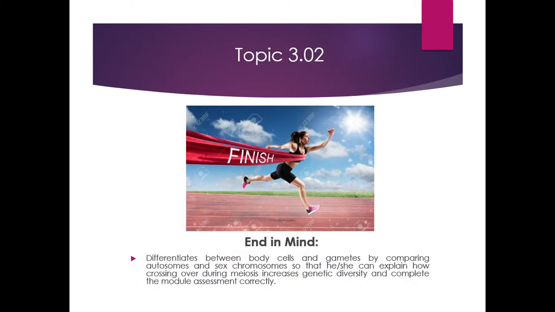It's always important to start with our ending mind, and for topic 3.02, the ending mind is the following. Differentiate between body cells and gametes by comparing autosomes and sex chromosomes so that he/she can explain how crossing over during meiosis increases genetic diversity and complete the module assessment correctly. I know that it sounds like a very big ending mind for today, but do not worry, we're going to break it down into several parts, and I'm going to explain every single one of them.